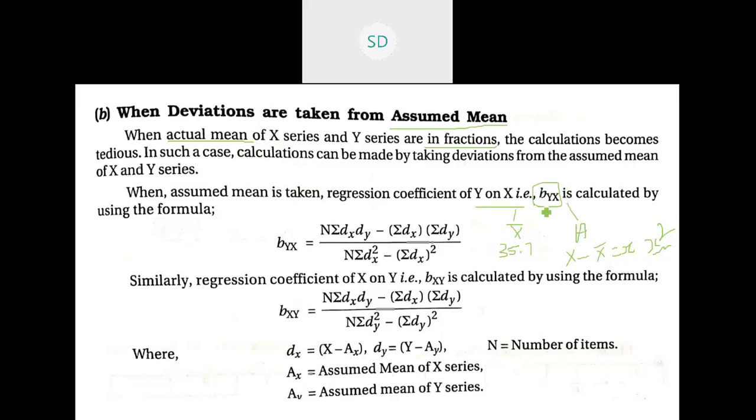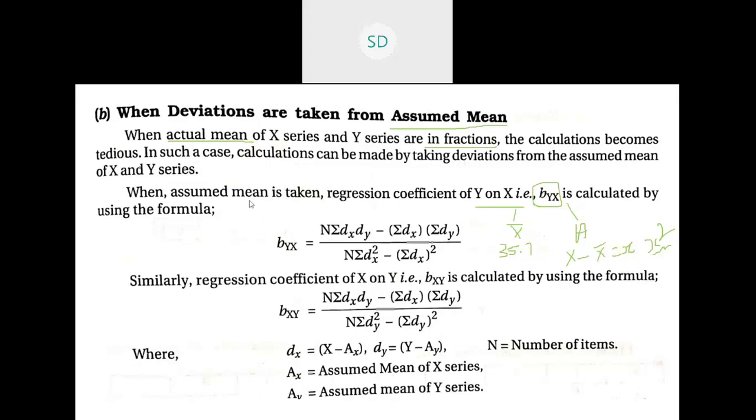In that case, we will be using this formula, that is byx is equal to n into sigma dx dy minus sigma dx into sigma dy, divided by n into sigma dx square minus sigma dx whole square. Okay, so I hope you remember this formula. We had used a similar formula in the previous chapter. So here for y on x, the numerator n sigma dx dy minus sigma dx into sigma dy is common. Since it is y on x, you will have in the denominator n sigma dx square minus sigma dx whole square.